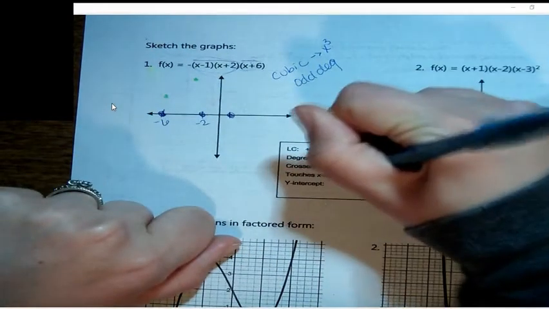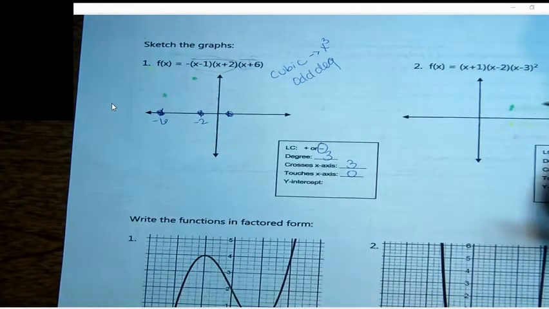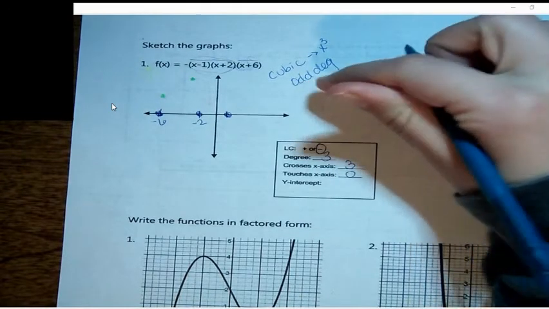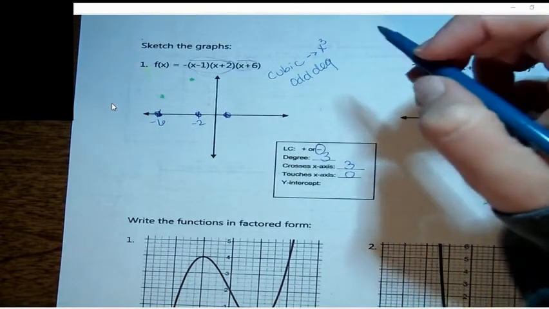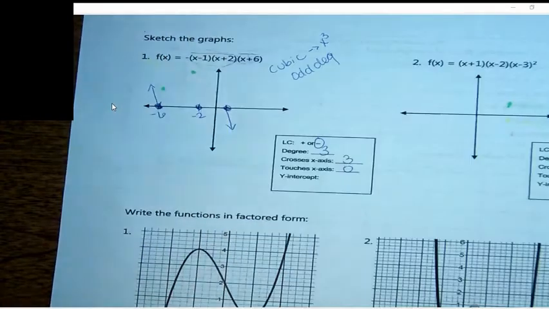Touch it 0 times because there's no power on any of those roots. And then, because it's an odd degree and the leading coefficient is negative, we should increase and then decrease here. So we know what the endpoints look like. And then this y-intercept is going to be really helpful to find.